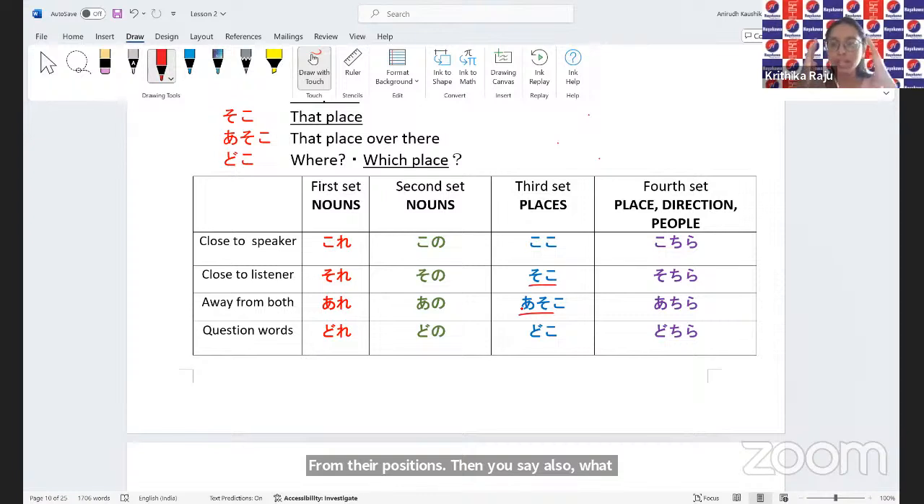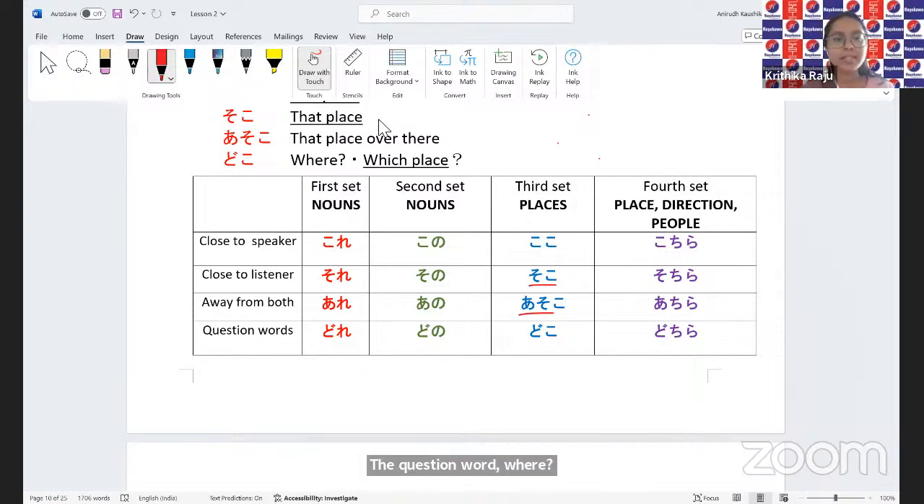Okay. So the words koko, soko, asoko inherently have the meaning place in them. It's not just this, that, over there. The meanings are this place, that place, that place over there. So they have the meaning place in them, and you don't have to additionally use another word for place. Koko, soko, asoko is for places. And the meanings are this place, soko is that place, asoko is that place over there, and doko is which place, or the question word where.